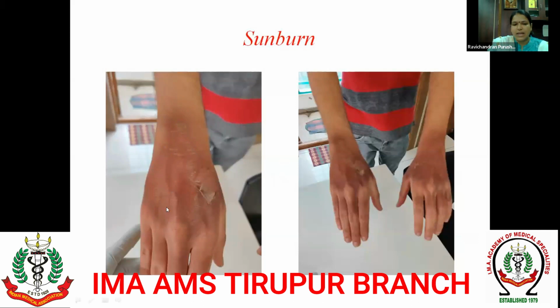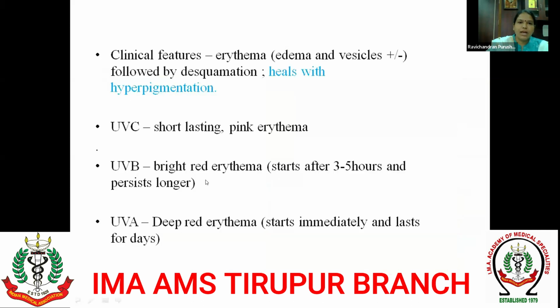The other areas we can also appreciate. Desquamation followed by healing is mostly hyperpigmented. Usually the erythema, edema and vesicles heal with hyperpigmentation. Depending upon the radiation, the clinical presentation differs. If it is because of UVA, the erythema will be deep red, start immediately and last for a few days. Because of UVB, it can start after 3 to 5 hours and persist for long.